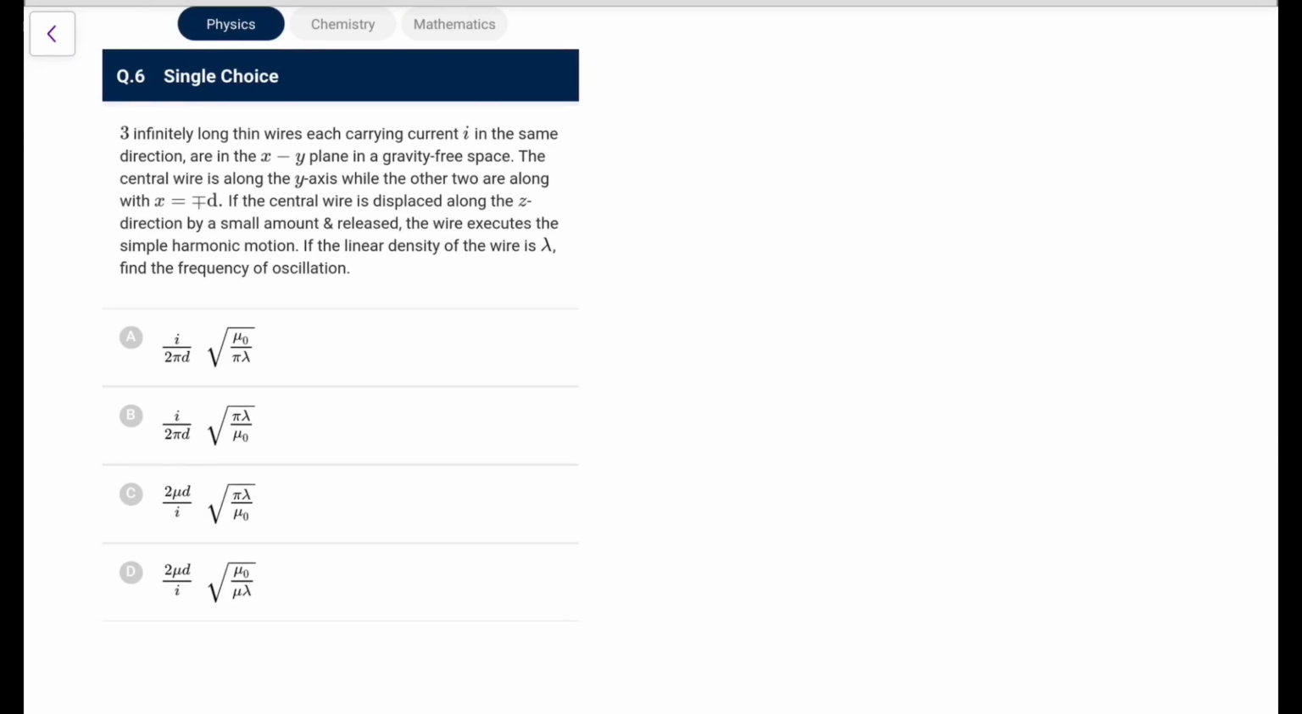Next one. Three infinite long thin wires, each carrying current I in the same plane, are in the XY plane in a gravity free region. The central wire is along the Y axis while the others are at plus minus d. The central wire is displaced along the Z axis by a small amount and released. It executes SHM. If the linear density is lambda, find the frequency of the oscillation.